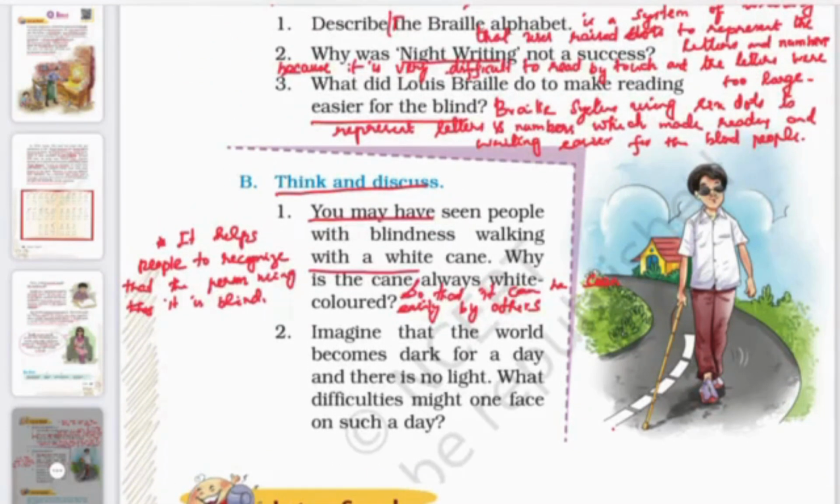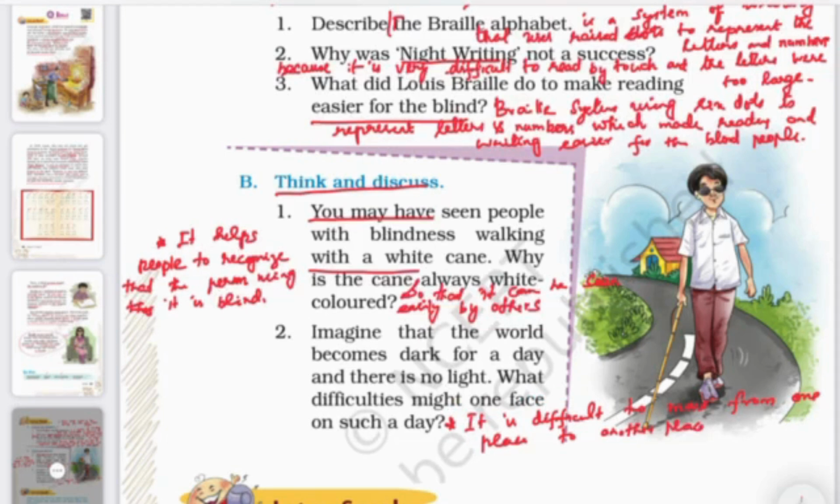Answer for this. It is difficult to move from one place to another place. It is very difficult to move from one place to another place.